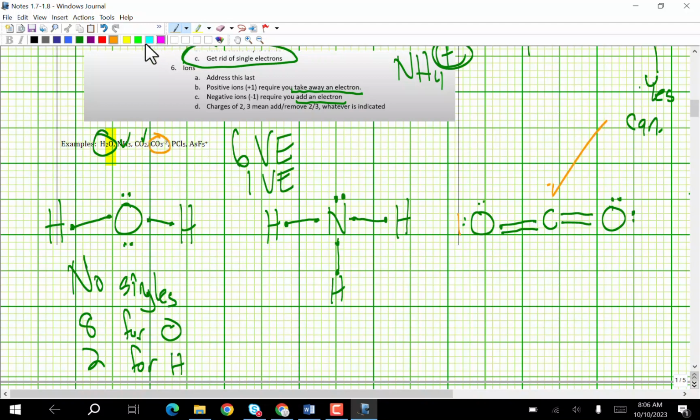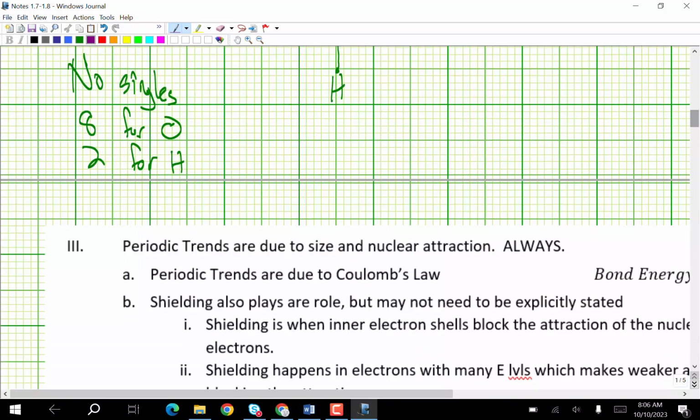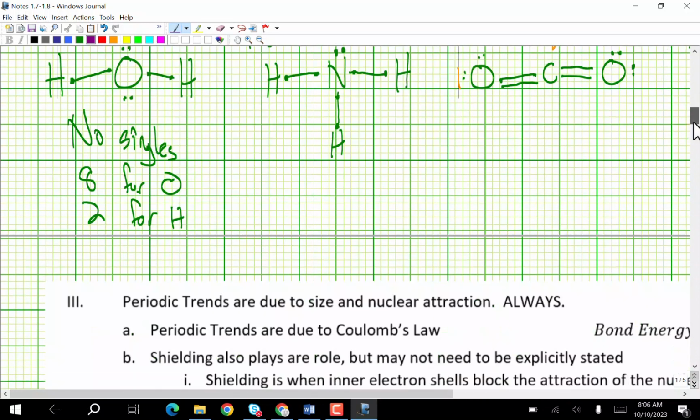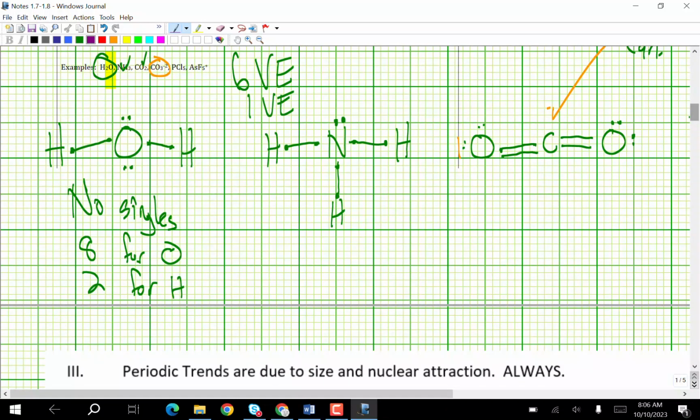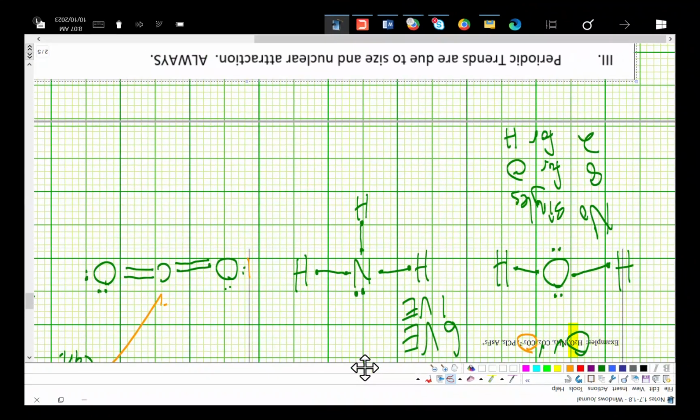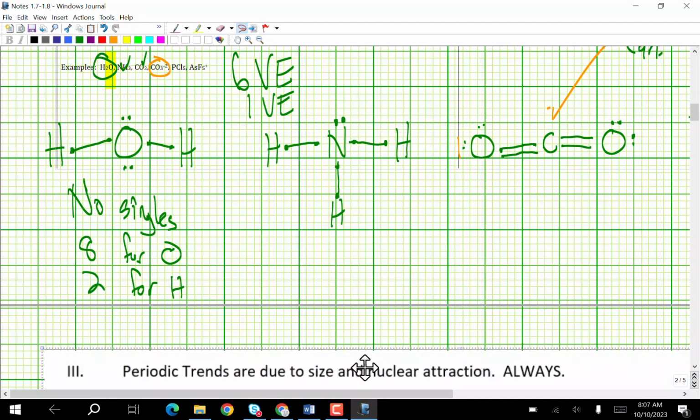CO3 negative 2. Oh, doggies, it gets a little bit harder. CO3 negative 2. Actually, you know what? I'm going to delete this guy right here because it shouldn't be here. Ah, look at that. I bet this will mess up my whole screen.